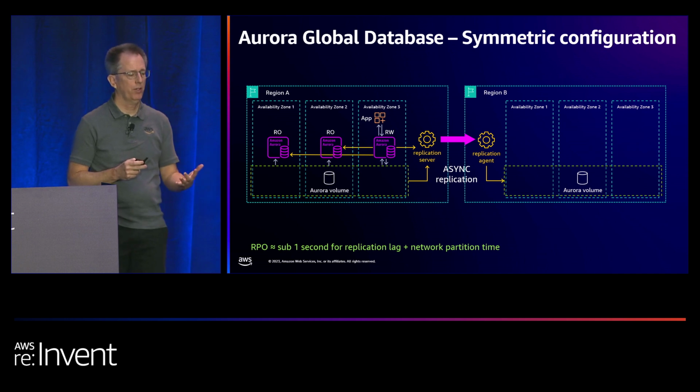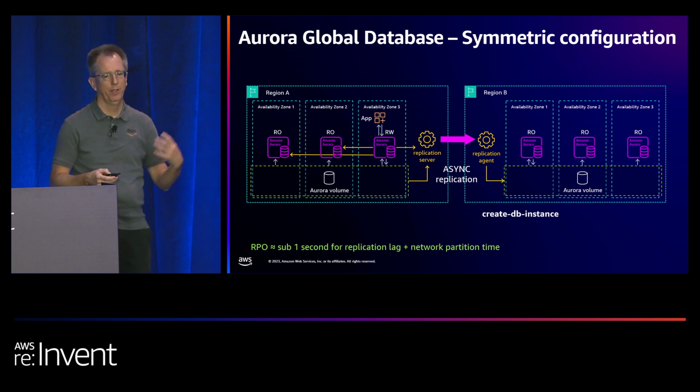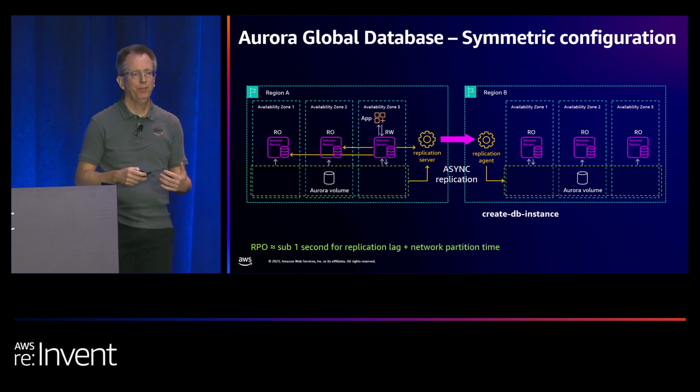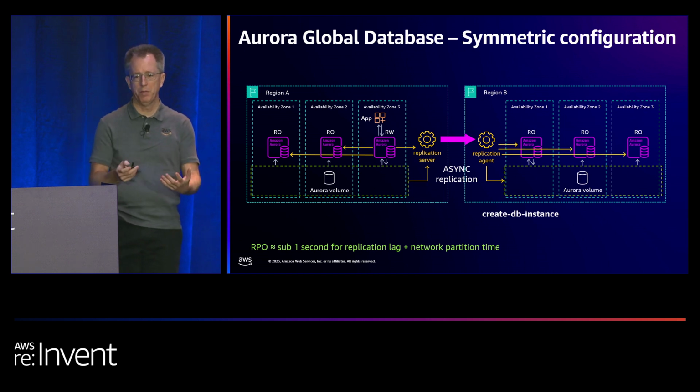So the next configuration is a symmetric configuration. What I mean by that is we're going to create our DB instances ahead of time, and we're going to match them up to what we have in region A. Now, they don't have to be exactly the same. They have to be enough, again, to get your work done in the case of an emergency, right? So you just want at least some minimal setup there.